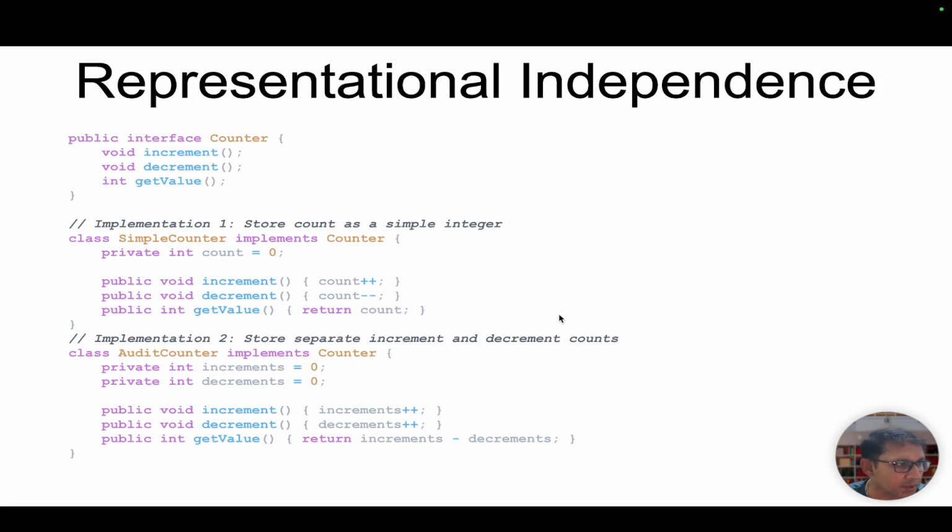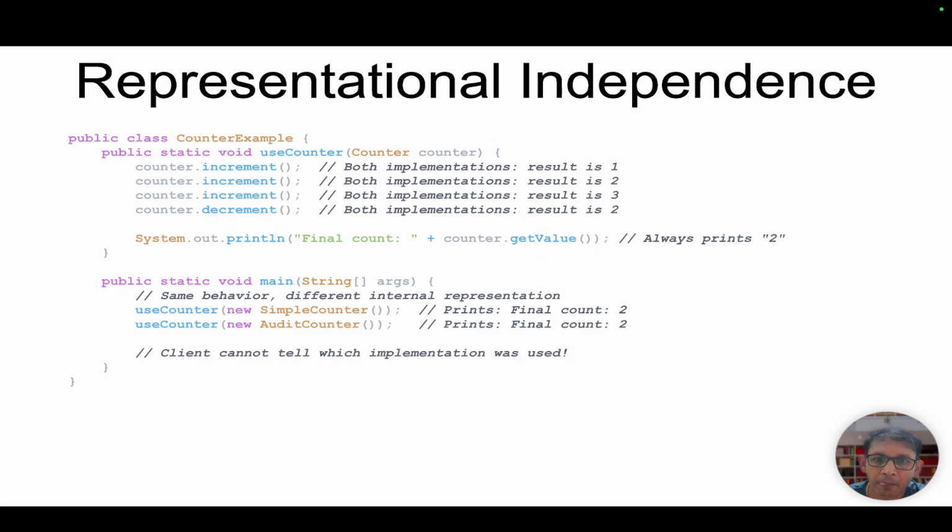Now, here's the crucial insight. Clients cannot tell the difference between these two implementations. If you call increment three times and decrement once on either implementation, get value returns 2. The behavior is identical even though the internal storage is completely different. This is observational equivalence in action.